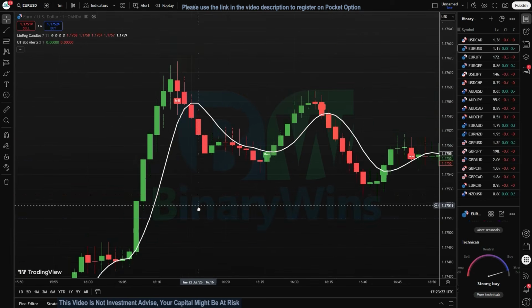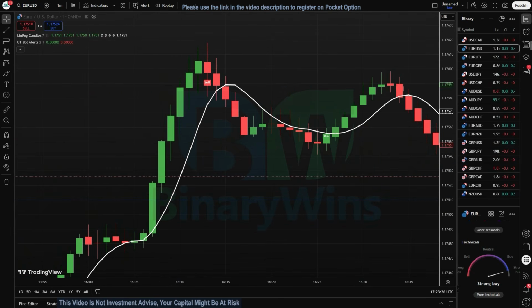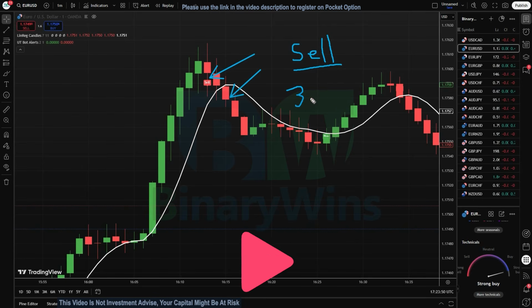But how should we trade with this strategy? When the indicator shows a sell signal and the red candle closes below the moving average line, we enter a sell position in the 2 or 3 minute time frame.